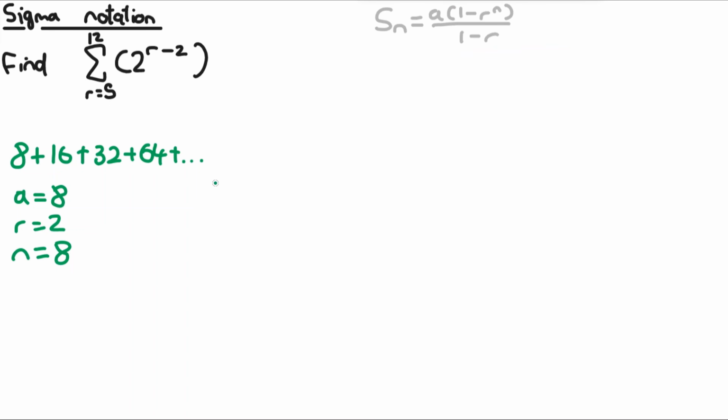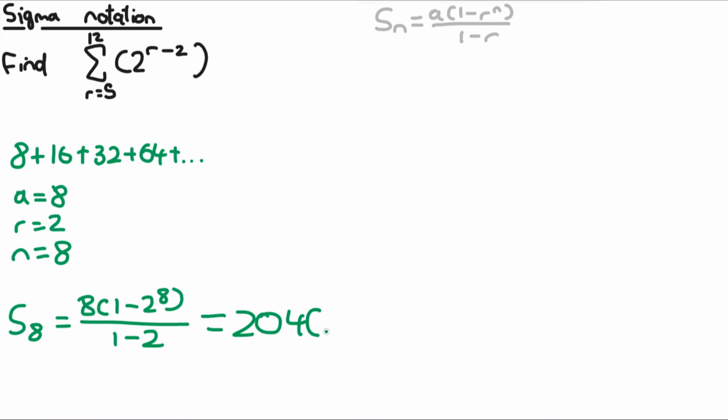So now we just sub everything into this formula here. Remember, this is given to you in the formula book, it's Sn for a geometric series. It's going to be S8 is equal to a, which is 8, times 1 minus 2 to the power of n, so 8, over 1 minus r, which is 2. And if you put this into a calculator, this is equal to 2040. So this sigma here is equal to 2040.